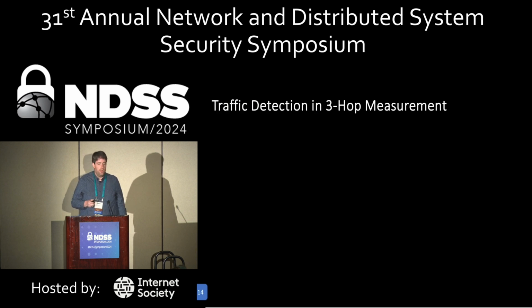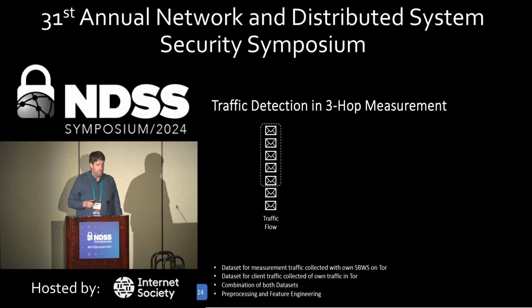Here we used the measurement technique of a 3-hop measurement. If you remember, first the bandwidth authority used 2 hops to measure the bandwidth, and in this case the bandwidth would be measured by a 3-hop measurement. We do this traffic detection with machine learning, and for that we of course need data.